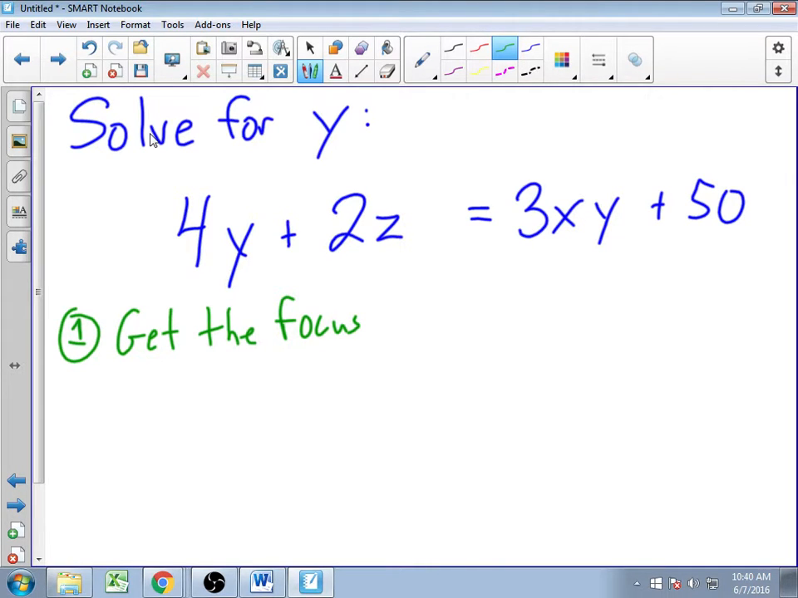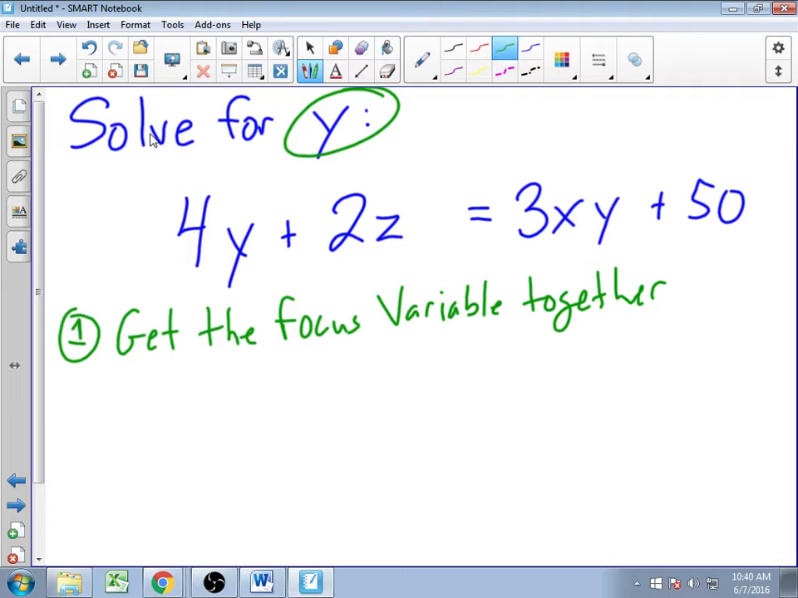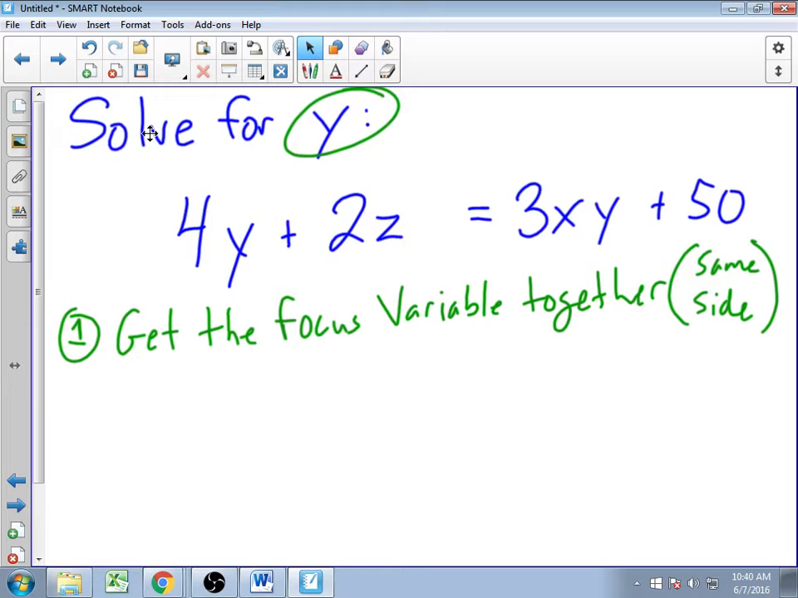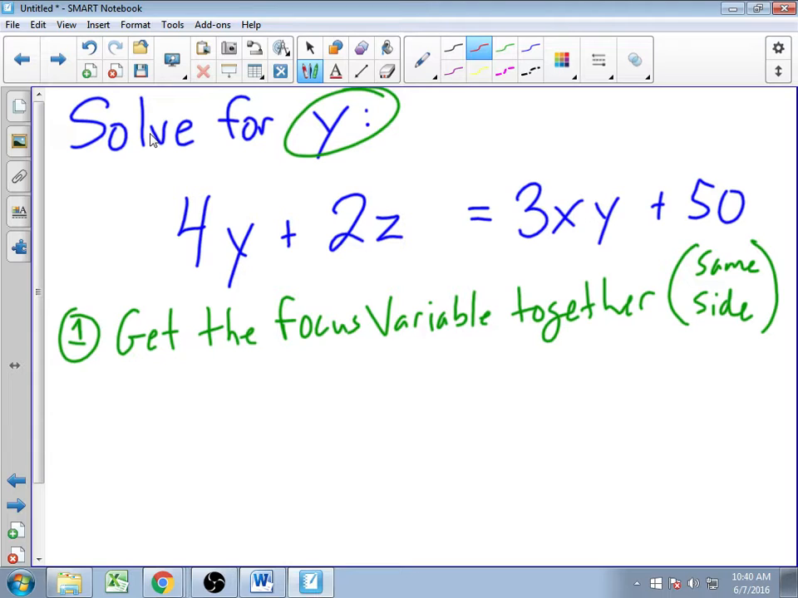So my first step is get the focus variables together. My focus variables are what I'm being asked about. That's my variable y. And together, we really mean same side. So to do that, if my y is what I'm focusing on, I either need to move my 4y to the right or my 3xy to the left, and we like to put the variable we're talking about on the left side. It just makes more sense in our brain.